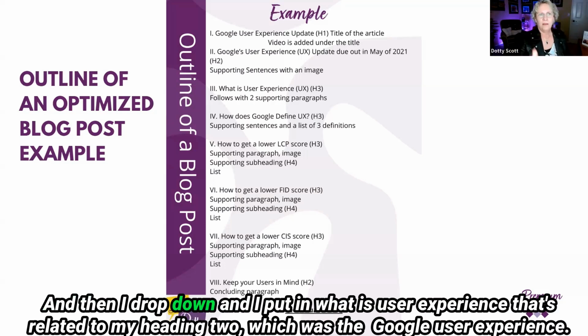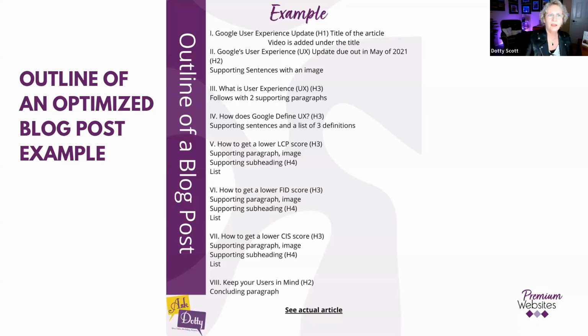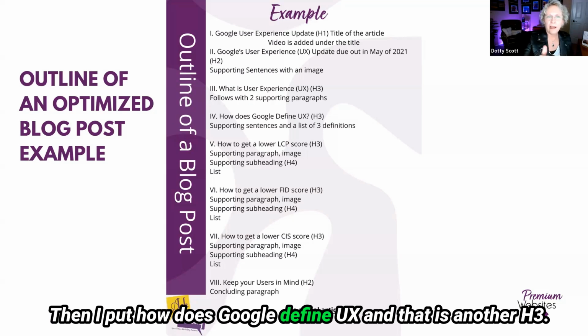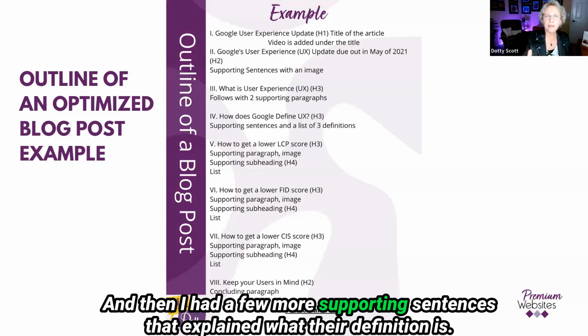And then I dropped down and I put in what is user experience. That's related to my heading 2, which was the Google user experience. Therefore, it got an H3. And then I followed that up with a couple of paragraphs explaining what user experience means. Then I put, how does Google define UX? And that is another H3. Okay, and then I had a few more supporting sentences that explained what their definition is.